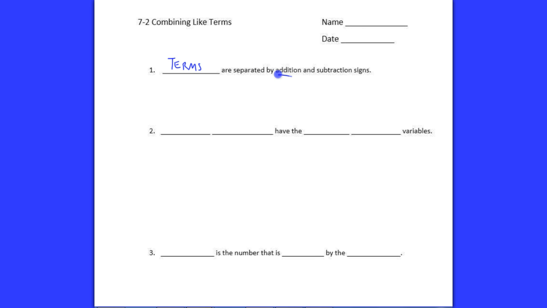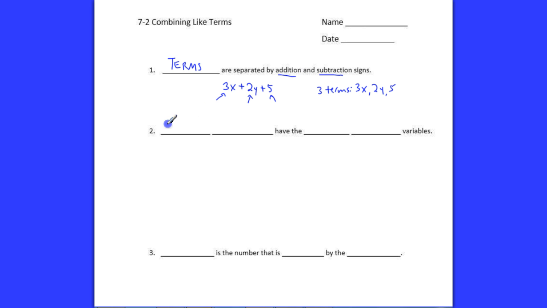Terms are separated by addition and subtraction signs. Here's an example. Let's say I had 3x plus 2y plus 5. This has three terms, and the terms are 3x, 2y, and 5. That's a term, that's a term, and that's a term. They're separated by addition signs right there. So 3x is a term, 2y and 5. Three terms in that expression.